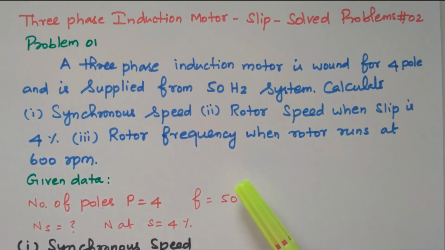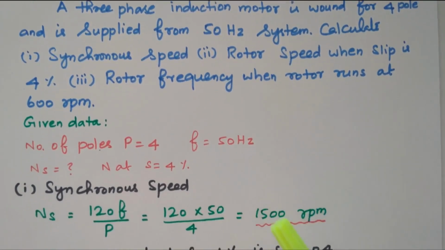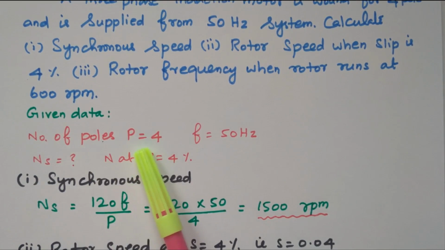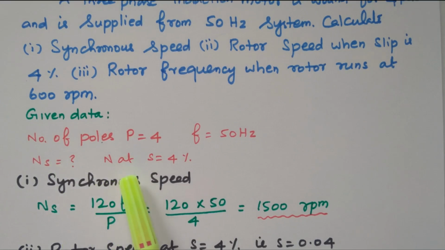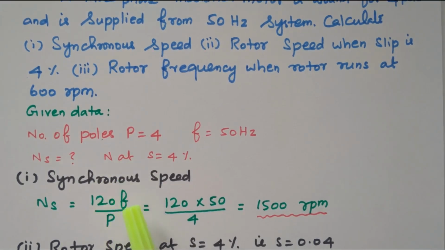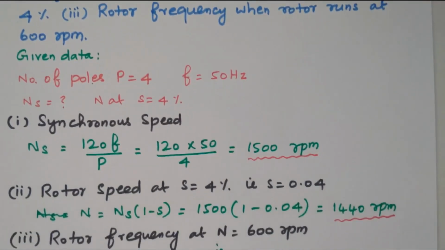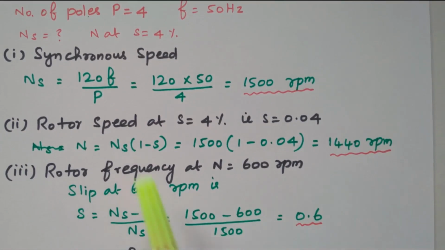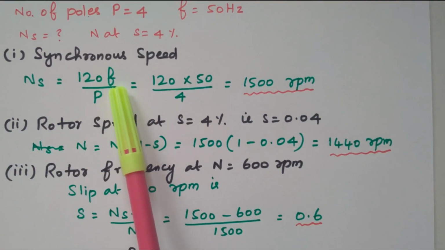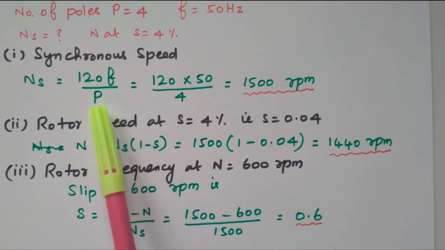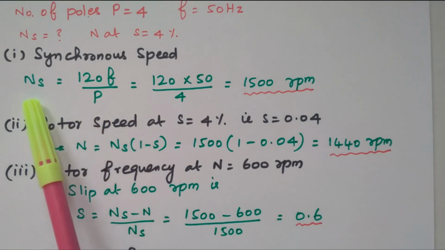Now we will analyze the given data. The number of poles is given as 4. Number of poles P equal to 4. The supply frequency is given as 50 Hz. So first we need to find the synchronous speed and the speed of the rotor at 4% slip. Then the rotor frequency. First we will see the synchronous speed. Synchronous speed Ns equal to 120 f by P. It is a very standard formula for synchronous speed. The number of poles and frequency are given, so by using this formula we can find the synchronous speed.